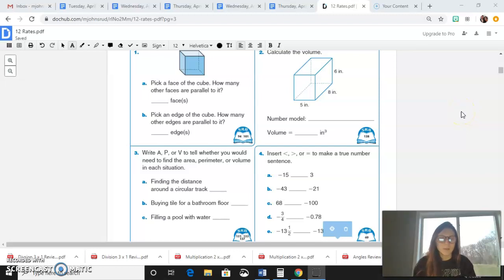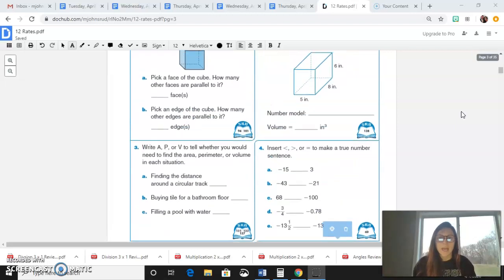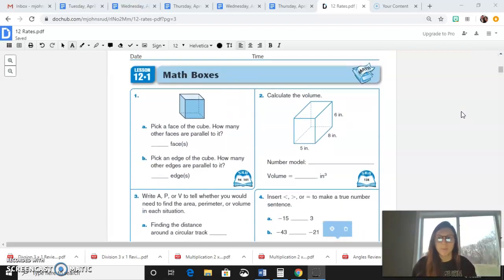Hi guys, so today I want you to turn in your math journals to page 311. What we're going to do is go over this and one other page, and that's all you are going to need to do today.